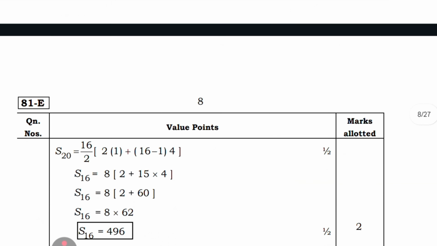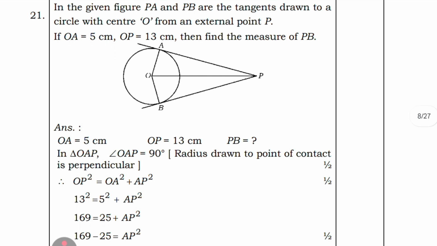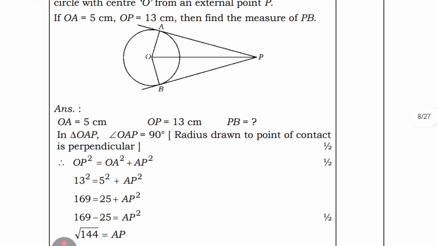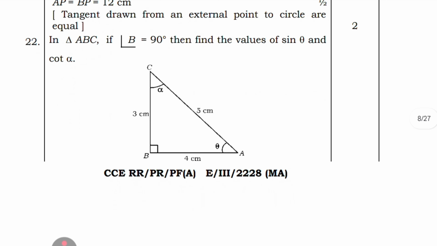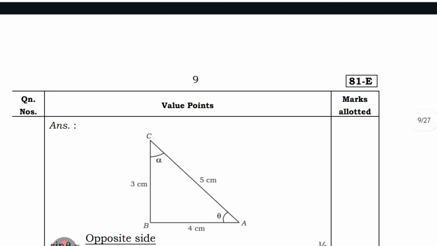You can see it solving. This is from the lesson circles. You can also see how they have solved. Coming to the next question, in triangle ABC, if angle B is equal to 90 degree, then find the values of sin theta and cot alpha. So this is the answer for this.